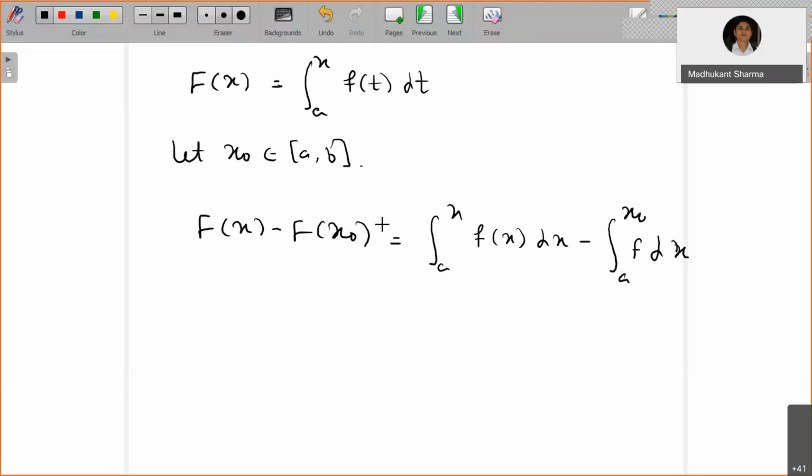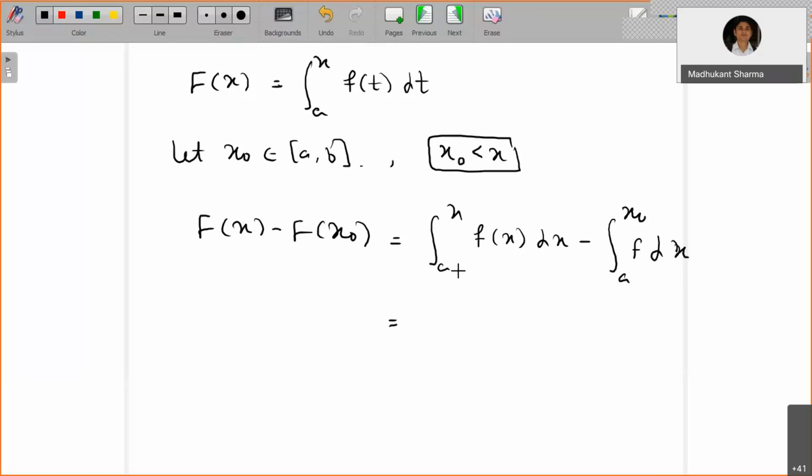Now you can work with the cases x less than x naught or x naught less than x. So certainly I can break it down. Let's say x naught is less than x.